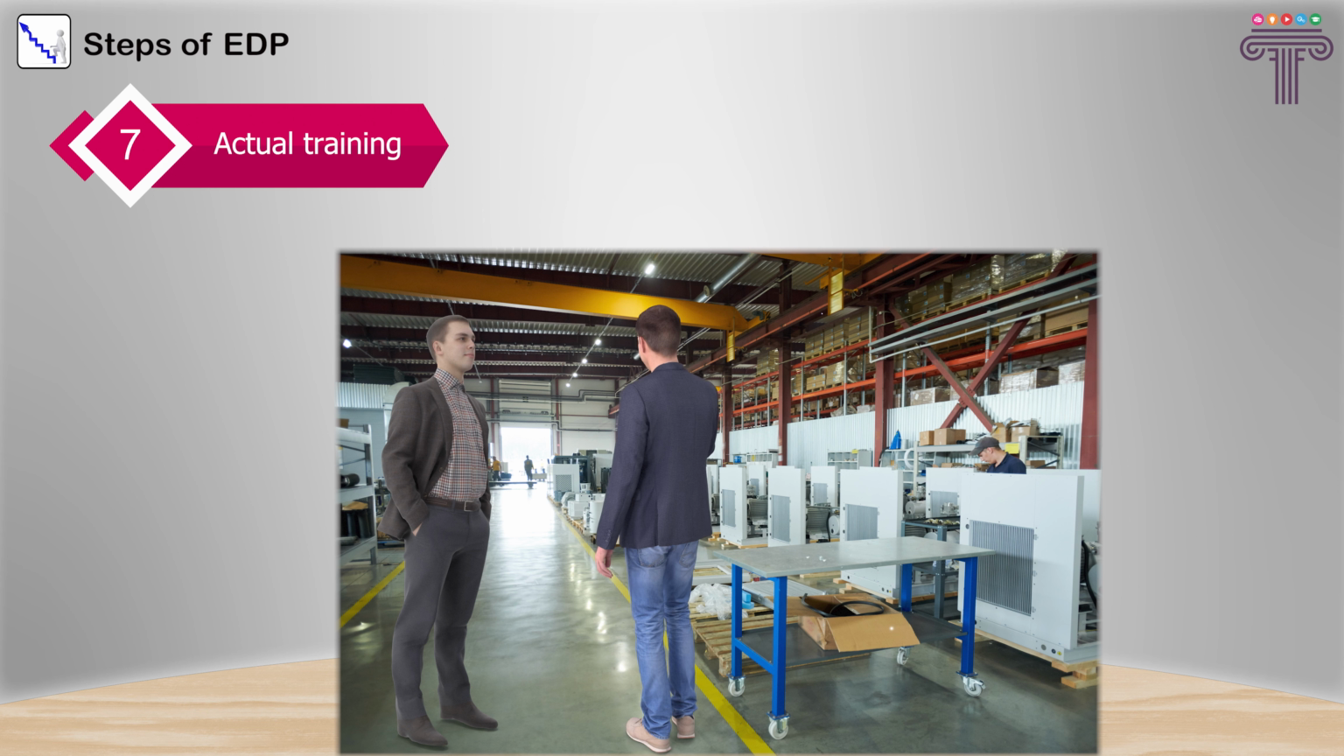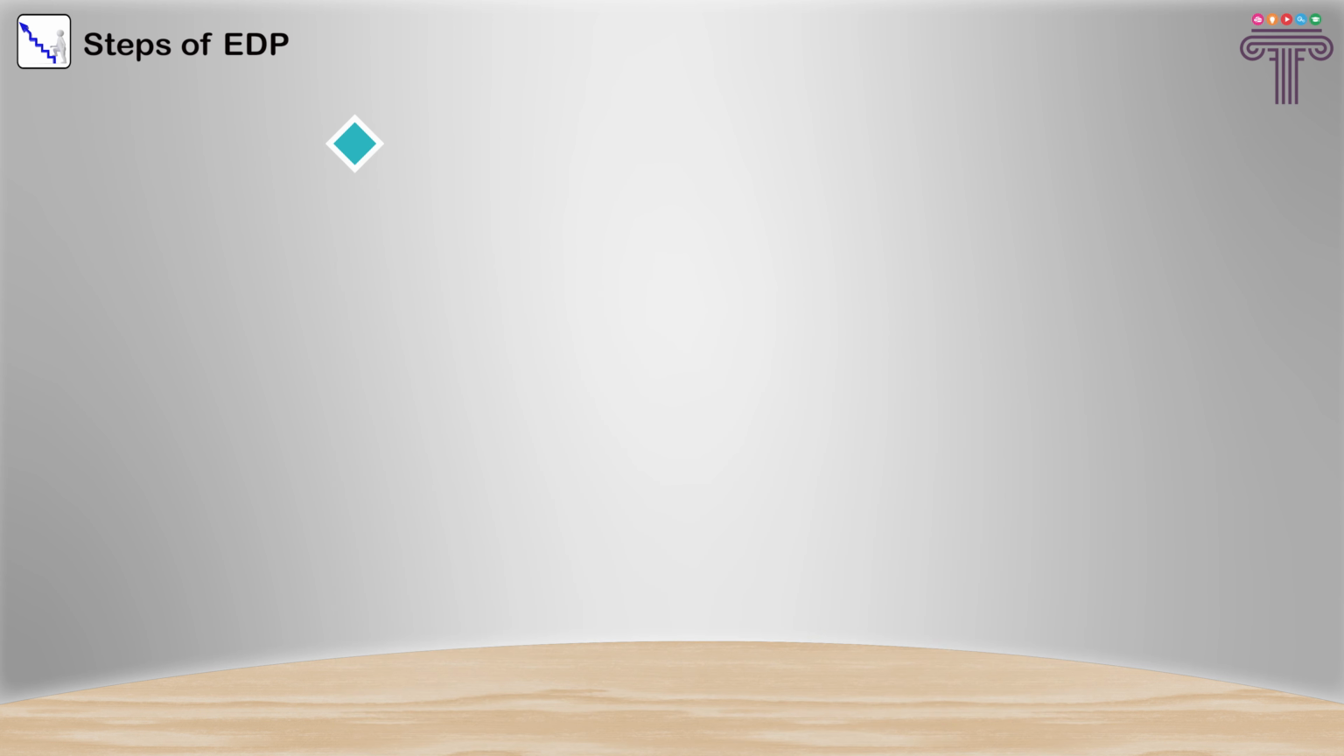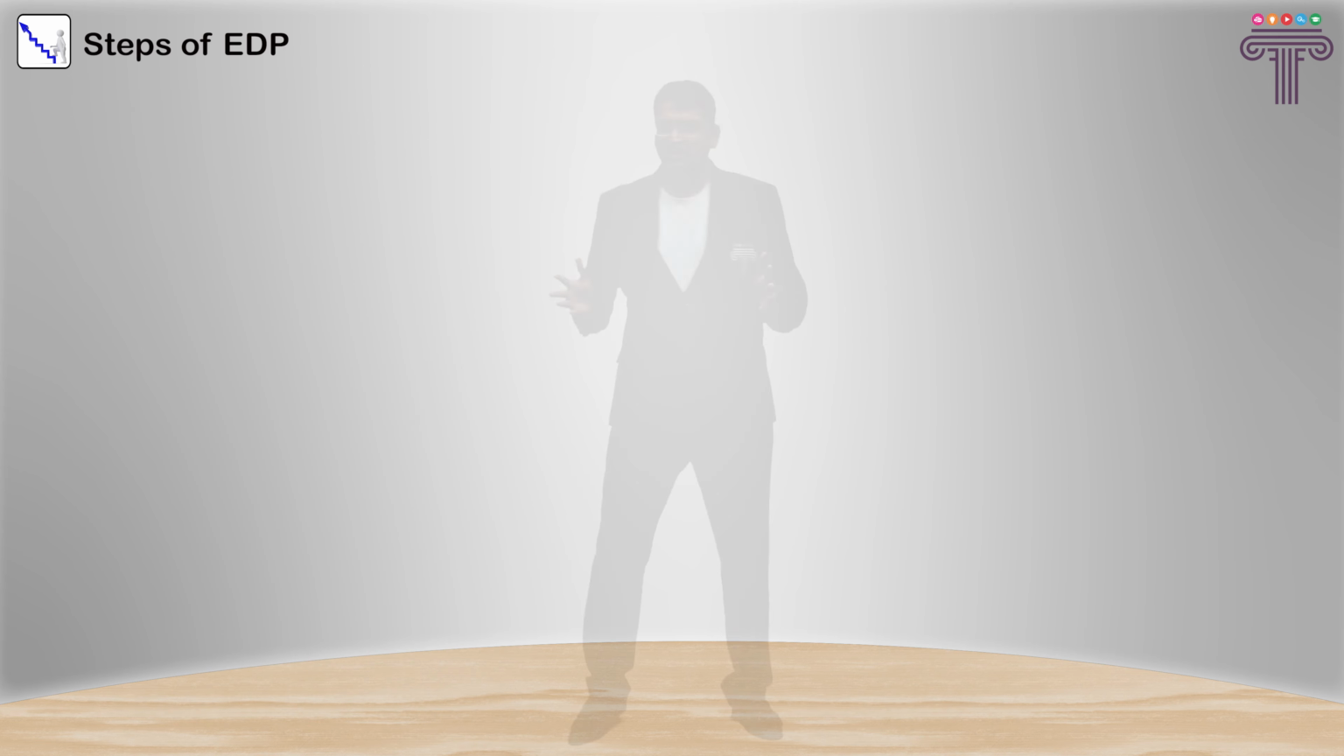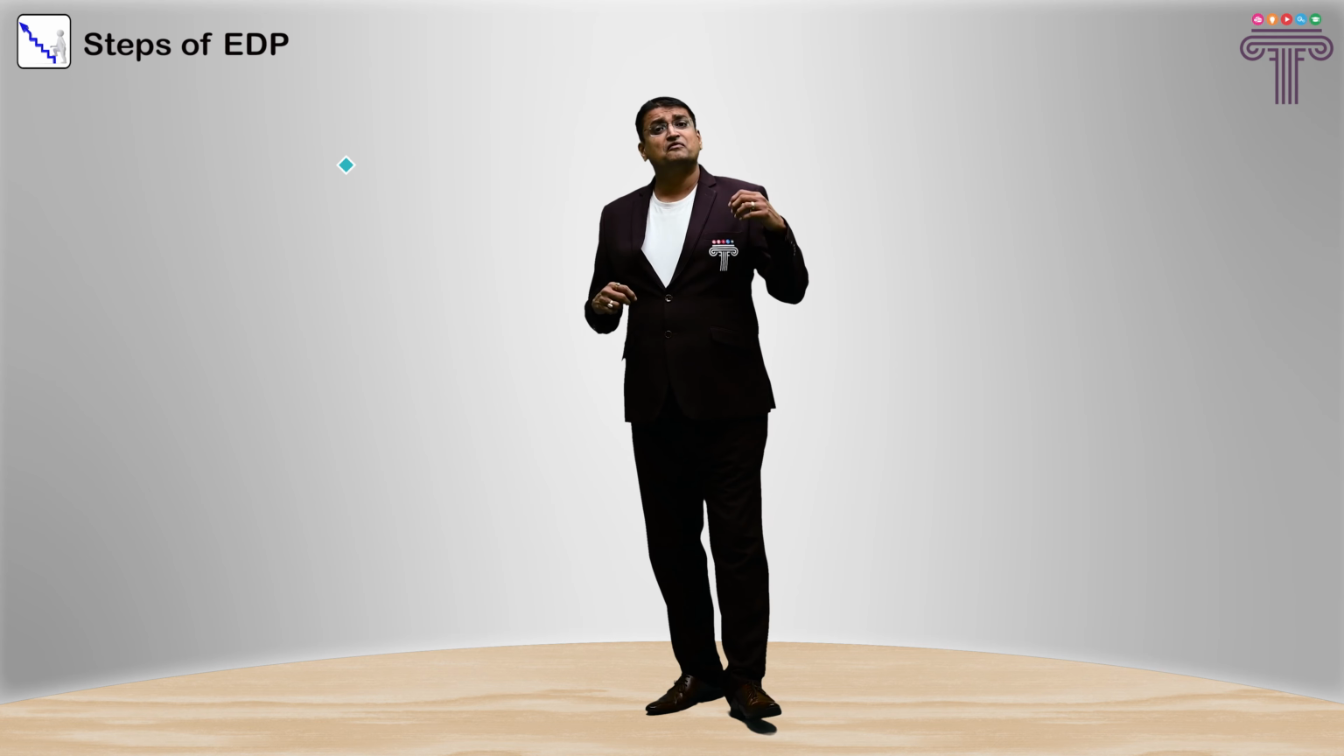Here the personnel are trained on ground level to perform those entrepreneurial activities. And once the training is going on, you keep monitoring and doing follow-ups on the development and effectiveness of the whole program. So it's a very natural process of EDP, a very systematic program, where you do what?